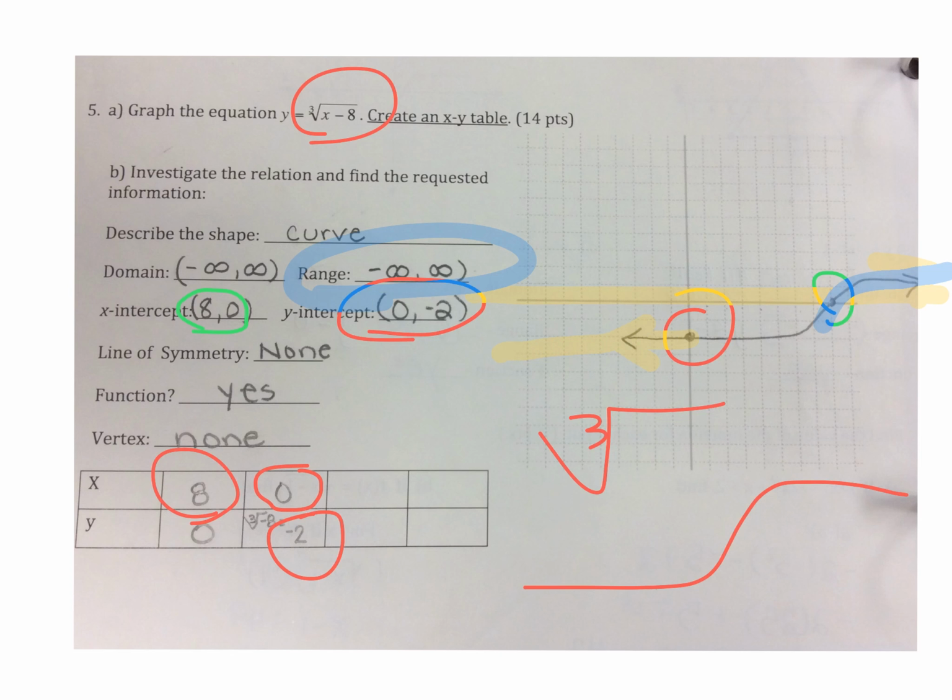Okay, remember you can take the cube root of a negative, so there's nothing you're restricting yourself from putting into that cube root. All right, yes, this is a function, and there is no vertex. So the only graphs that have vertexes are the absolute value graphs and the parabolas.